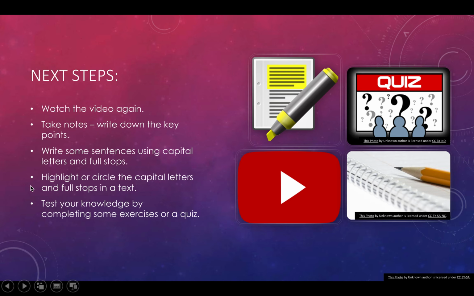You could also find a text, maybe from a newspaper or a magazine, and you could get a highlighter, or you could circle the capital letters and full stops in the text. And then finally, a good way to make learning stick is to test yourself. Maybe complete some online exercises or a quiz. You could search for this on the internet, or if you're a member of one of my classes or I'm teaching you, then do ask me and I'll have some further work for you to do.